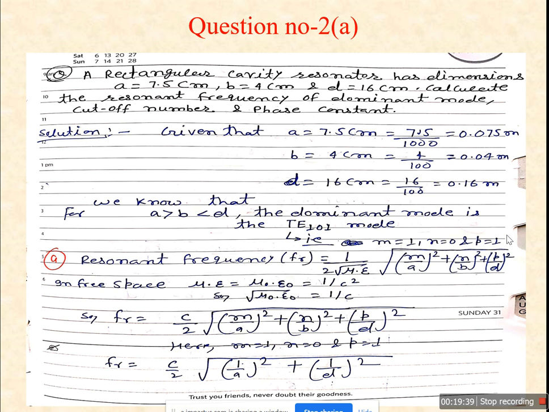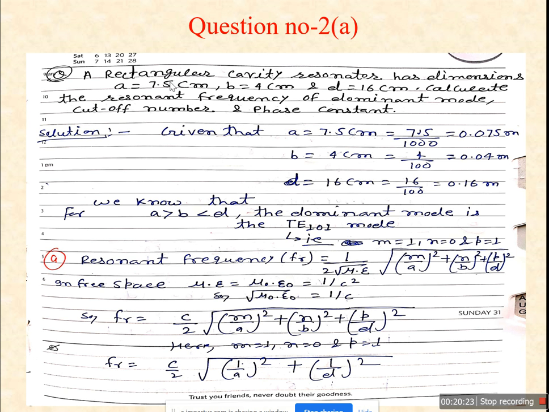This was also the question of assignment 1. Most of the students who have submitted assignment 1 in paper pen mode, I checked it and found that most of the students have got this P by D. They have just disappeared about the P and D. They did not mention the m by a whole square plus n by b square plus p by d. They have only mentioned m by a whole square plus n by b whole square, and p by d is disappeared there. So it reduced to rectangular waveguide. But the question originally asked about the cavity.